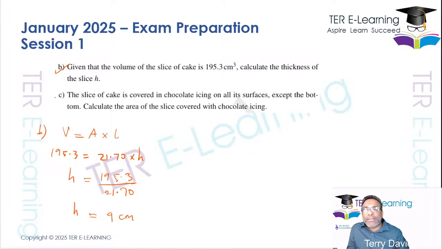Right, so that's part B. The next part here now: the slice of cake is covered in chocolate icing on all its surfaces except the bottom. So think about it. If you are icing a cake, you're going to ice all parts of the cake except the bottom in most instances. Calculate the area of the slice covered with chocolate icing, right?